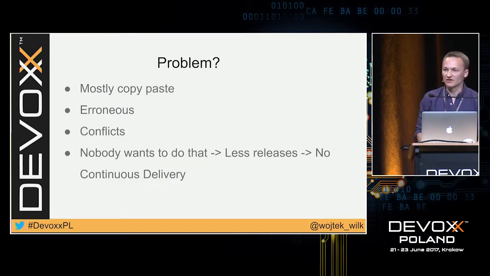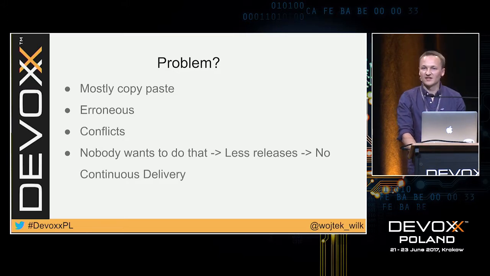So all of this versioning and updating release notes is mostly a copy-paste job, but it's still a lot of places where you can make a mistake. And if you have a lot of commits at the same time, then you will have to resolve conflicts. And it is a boring manual job, so no one wants to do that. And in the case of an open source project, it usually means that no one does it. And there are fewer releases, and because of that, no continuous delivery anymore.